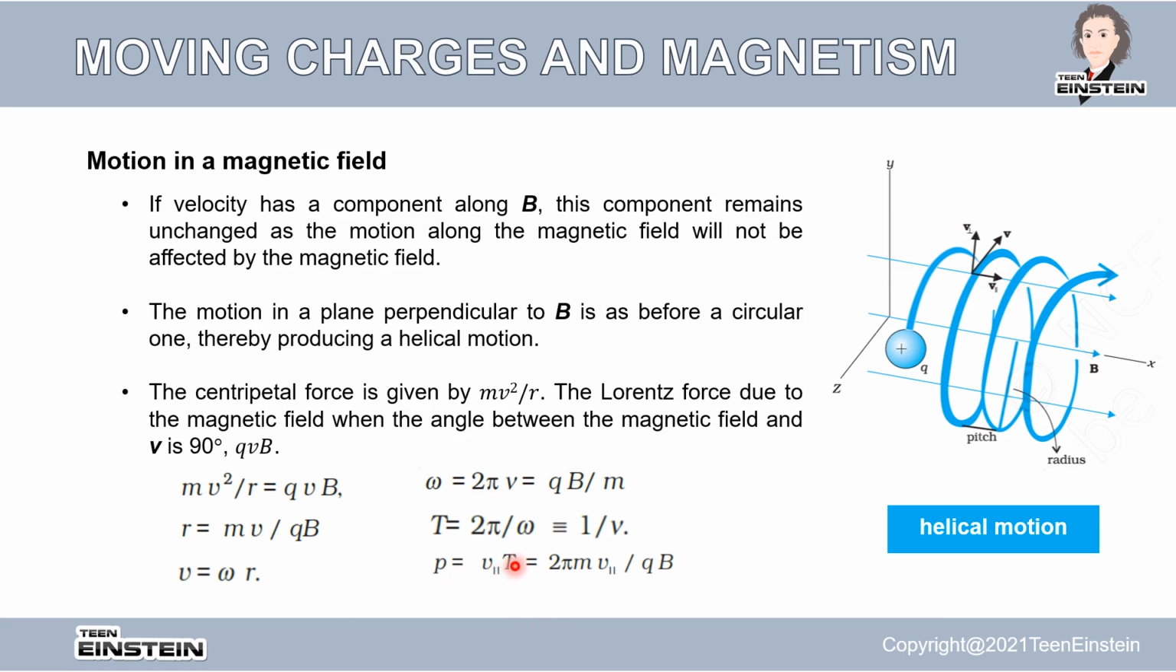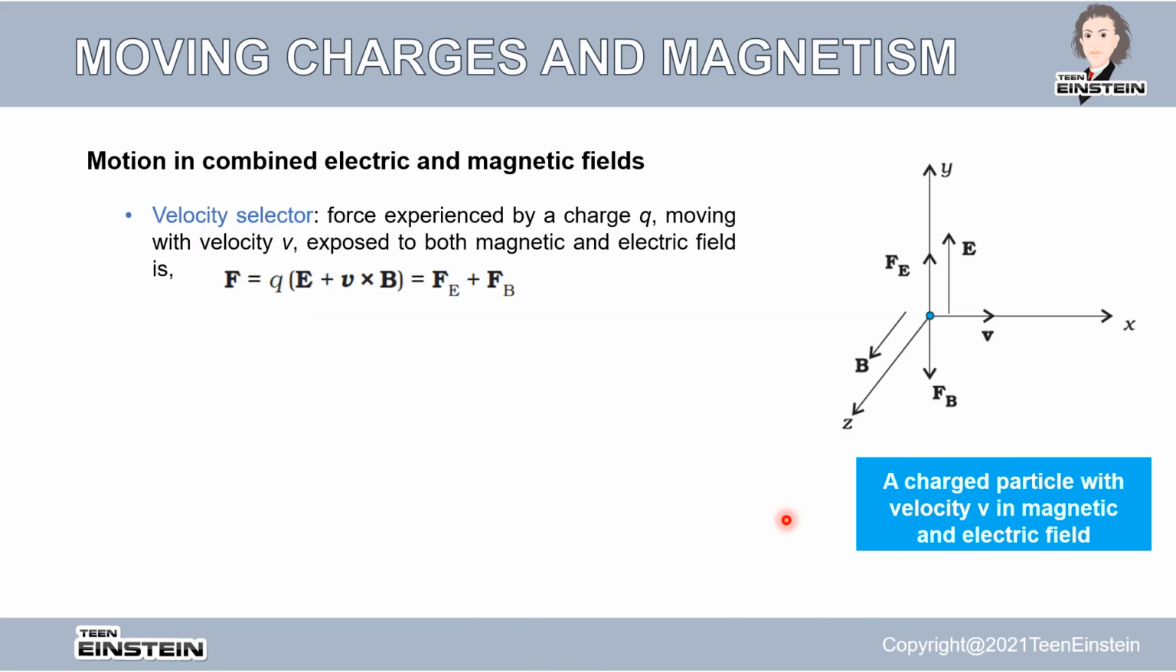So P equal to V parallel multiplied by T, which is equal to 2 pi m by qB multiplied by V parallel. So this quantity is called pitch. That is the distance moved along the magnetic field in one particular rotation, that is called pitch. So that was about motion in a magnetic field.